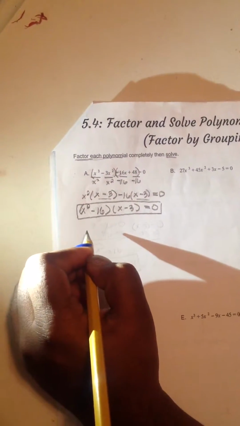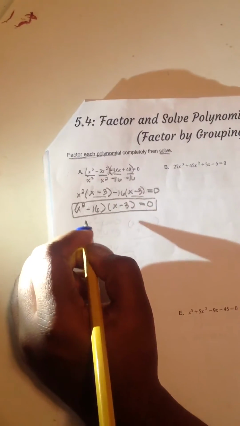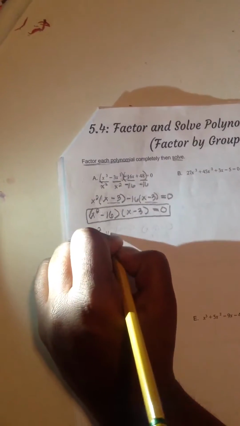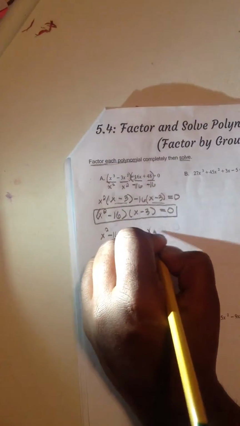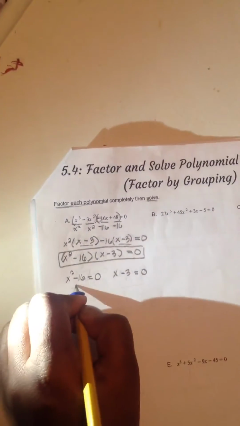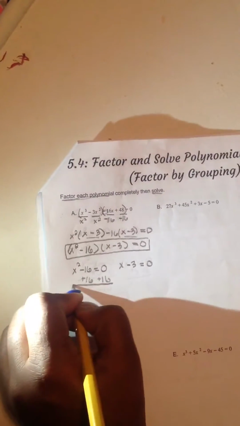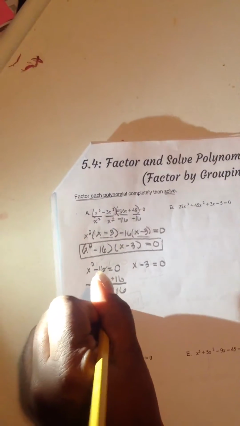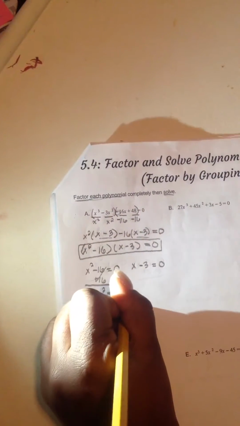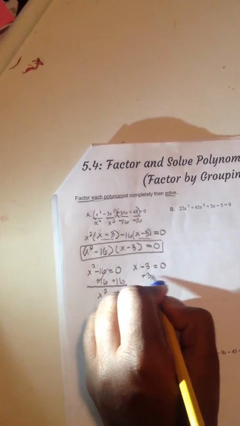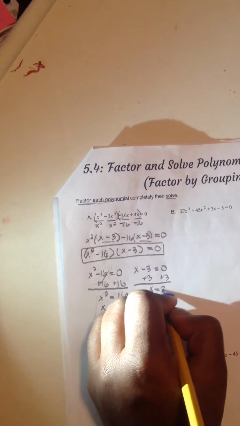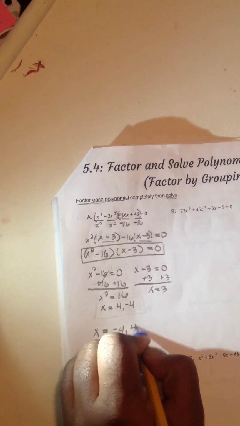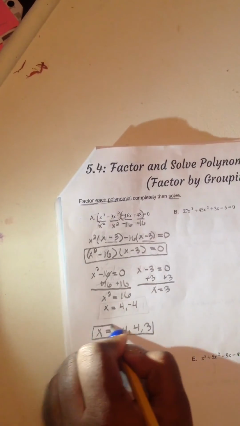And then we can go ahead and solve it. So we would end up saying that x squared minus 16 is equal to 0. That's our zero product property. x minus 3 is equal to 0. So we can go ahead and solve that. x squared is equal to 16, which ends up being positive 4 and negative 4. And then when we add 3 to both sides, we end up with x is equal to 3. So our solutions are x equals negative 4, 4, and 3. So that's how you solve the first one.